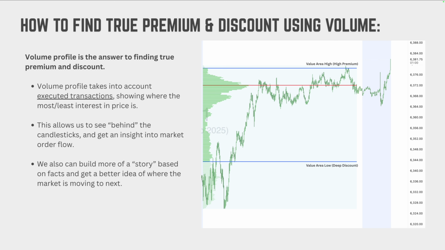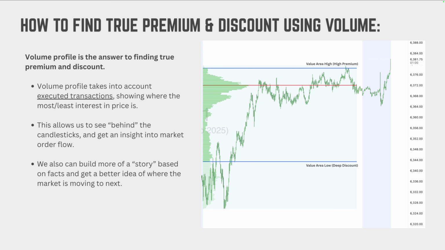The way that professional traders find true premium and discount is by using volume, because volume takes into account executed transactions. It does not treat every price equally, but it shows us where behind the candlesticks the most or least interest in price is. Now, this is something that can't be spoofed or faked. Volume is based purely on executed trades. So it's not passive trades, it's aggressive executed trades that have occurred.